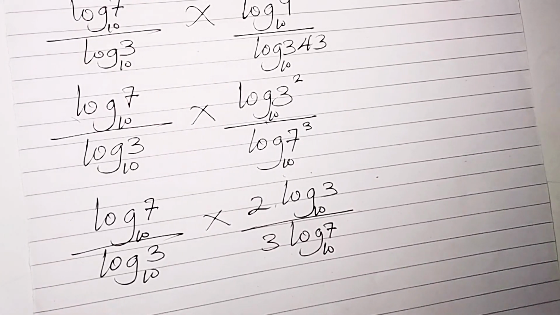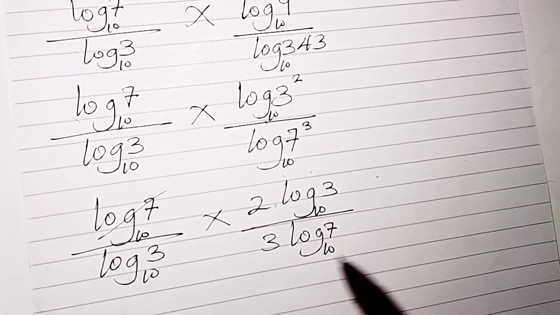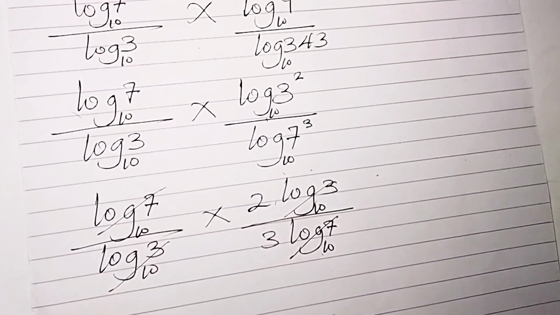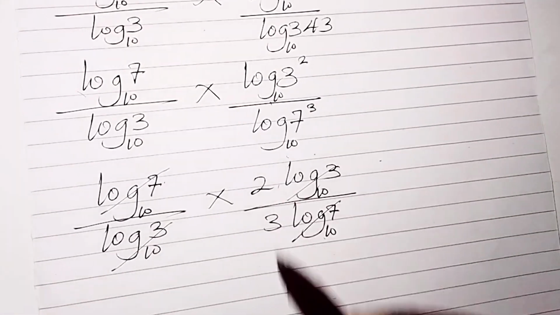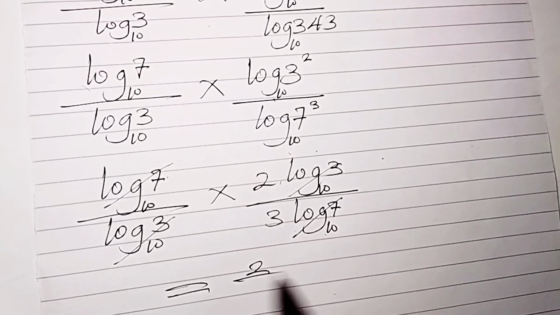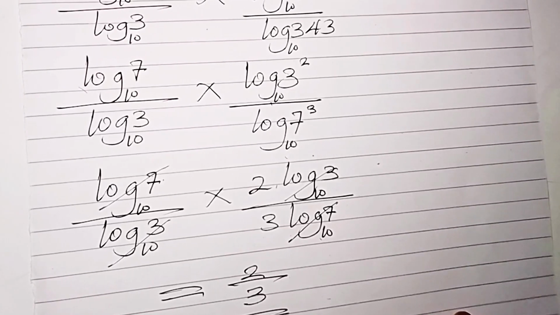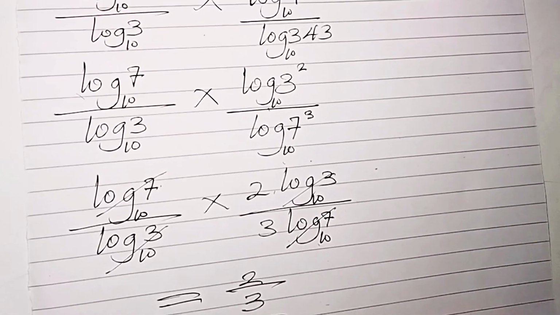And of course, we can cross out all of this. This can get rid of this. This can get rid of this. So we have 1 over 1 here multiplied by 2 over 3. And our answer can just be 2 over 3. So that is the answer when you have to solve such a question.